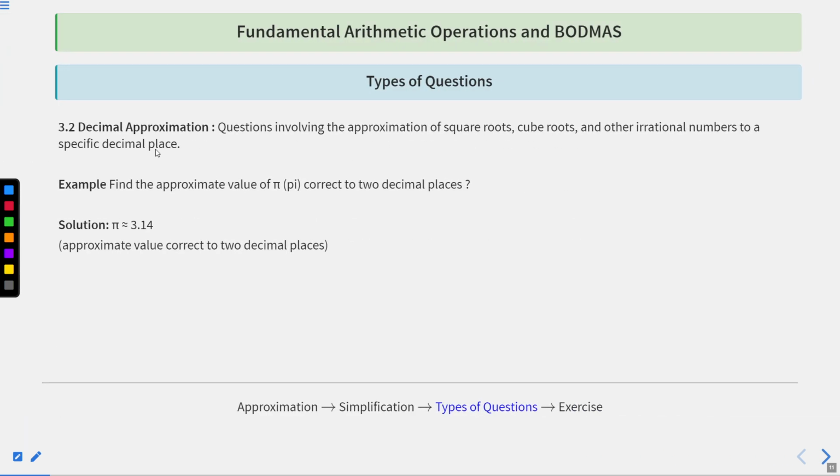So let us move ahead and study another type of questions, that is decimal approximation. Questions involving the approximation of square roots, cube roots, and other irrational numbers to a specific decimal place. For example, find the approximate value of pi correct to 2 decimal places. Pi is a non-terminating, non-recurring decimal number. So it goes on and on, but we often use, you have already seen in books, 3.14. So pi is approximately equal to 3.14, not exactly but approximately equal to.